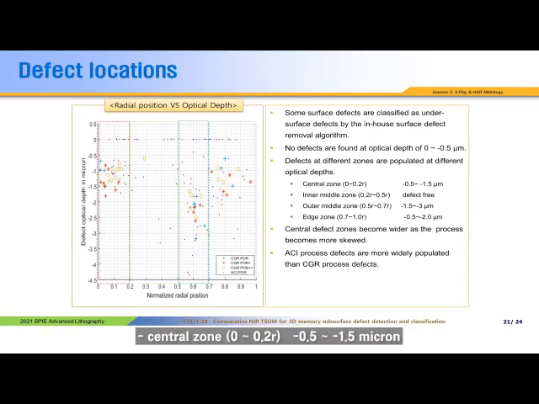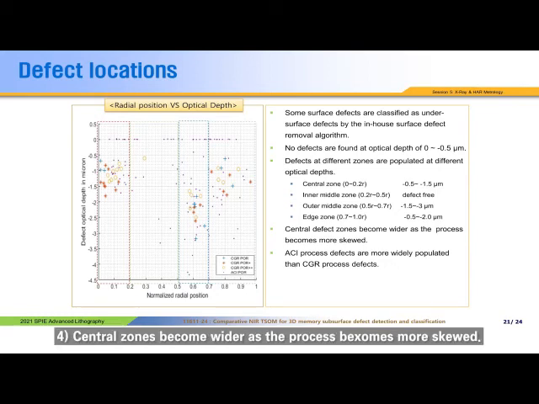Around the central zone, defects are populated at from minus 0.5 to minus 1.5 micron. Outer middle zone, defects are populated from minus 1.5 to minus 3 micron. Again, edge zone, minus 0.5 to minus 2 micron. 4. Central zones become wider as the process becomes more squid. 5. ACI process defects are more widely populated than CGL process defects.